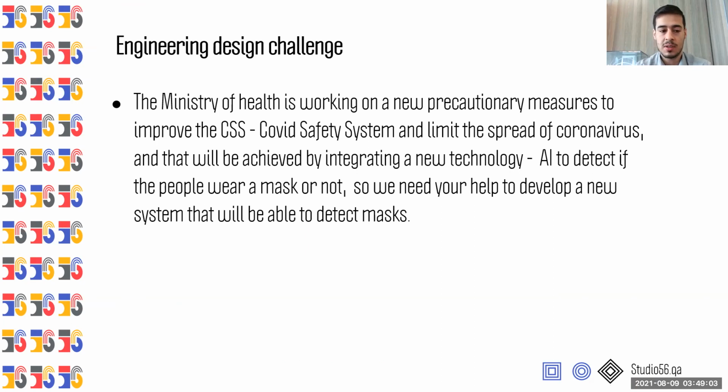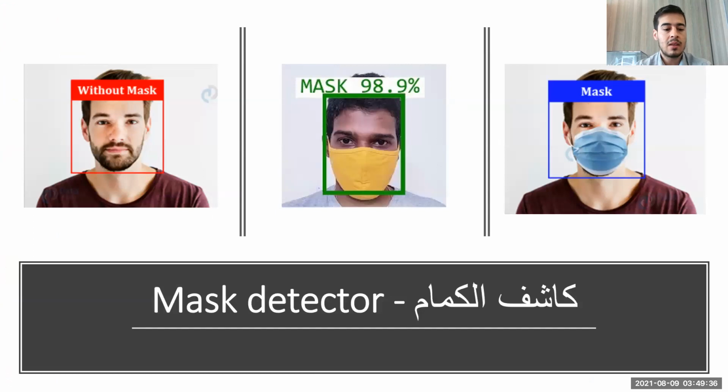The Ministry of Health is working on new precautionary measures to improve the CSS, the COVID Safety System, and limit the spread of coronavirus. That will be achieved by integrating AI technology to detect whether people are wearing a mask or not. So we need your help to develop a new system that will be able to detect masks. Then the students will learn that the mask detector should be based on artificial intelligence, AI, and it will detect whether the people's faces are wearing a mask or not.